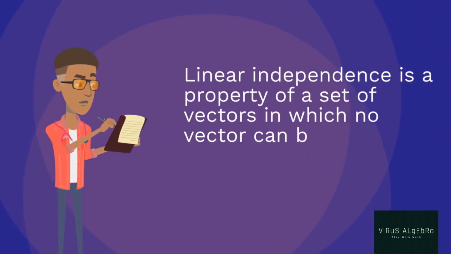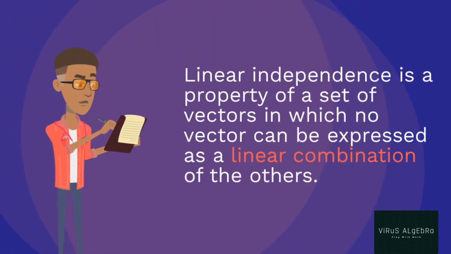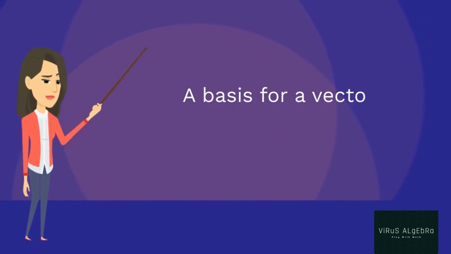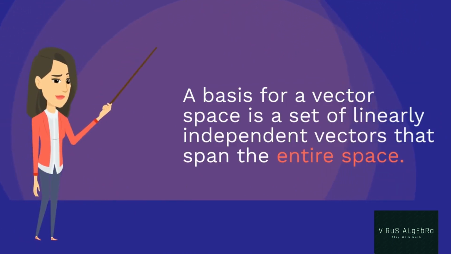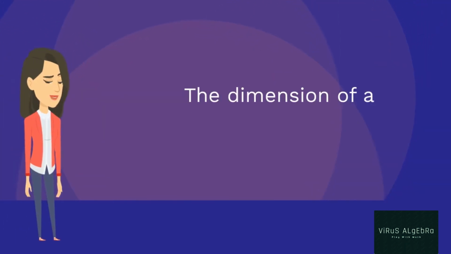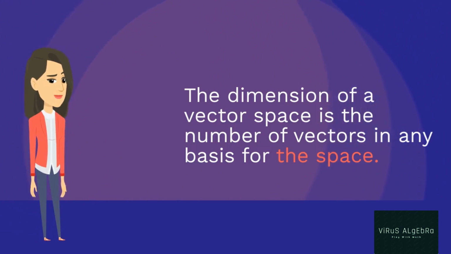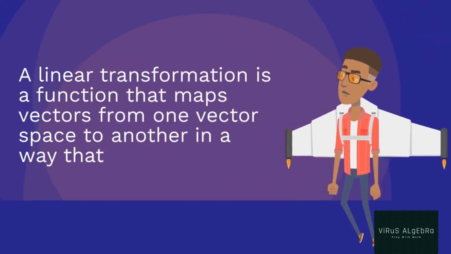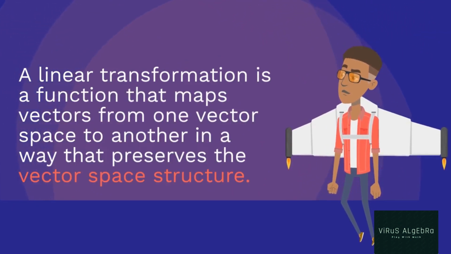Linear independence is a property of a set of vectors in which no vector can be expressed as a linear combination of the others. A basis for a vector space is a set of linearly independent vectors that span the entire space. The dimension of a vector space is the number of vectors in any basis for the space. A linear transformation is a function that maps vectors from one vector space to another in a way that preserves the vector space structure.